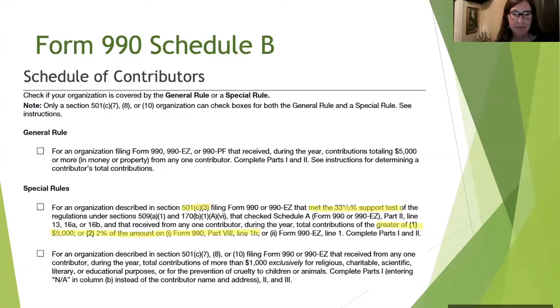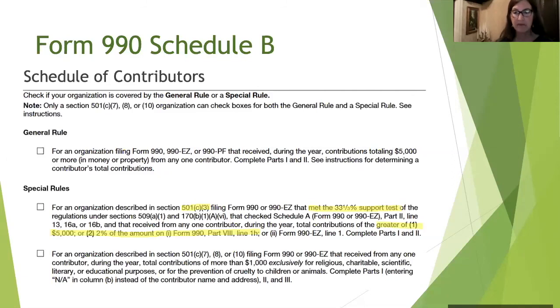And so San Antonio Museum of Art gets large contributions from quite a few different people. And so that 2% amount for SAMA turned out to be $115,000. So we only had to report donors who gave us more than $115,000. So it's kind of in the weeds there, but just that's why for bigger organizations, unless you're a really large donor for them, you're not going to get listed on the donor schedule anyway.